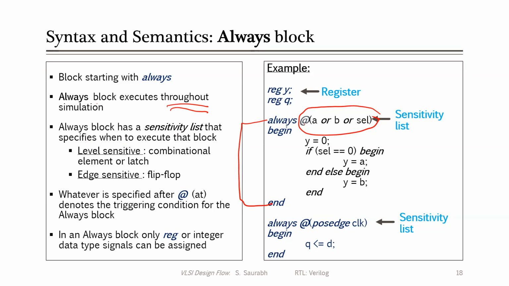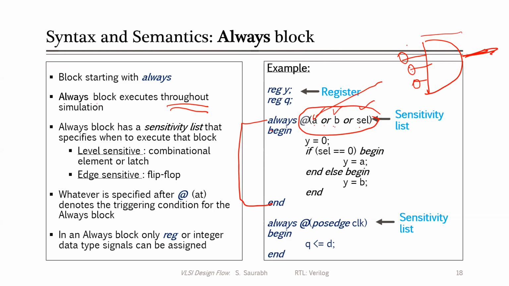When we write always at A or B or C, it means that whenever there is a change in the value of A, this block will be executed, or there is a change in the value of B, or a change in the value of C, then this block will be executed. It is similar to modeling a circuit. For example, if you have an AND gate, when will this AND gate produce a new result? Whenever the input changes, you will see the change in the output. Similarly, if you have any change in the input, the output will change, right?